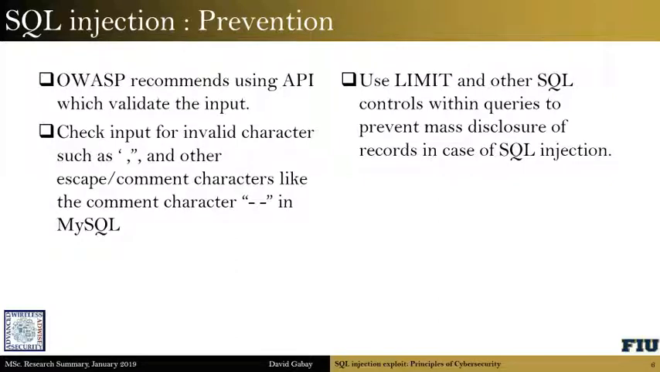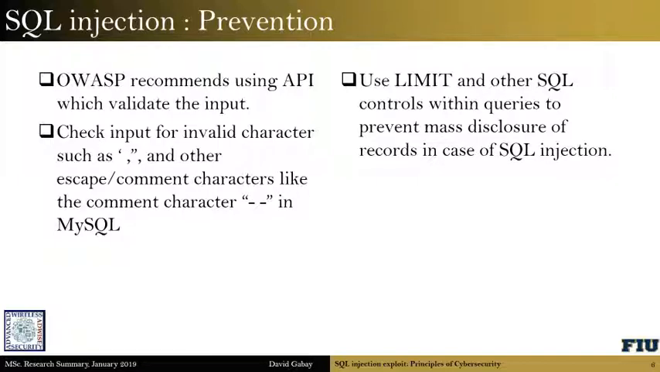So in order to prevent a SQL injection, OWASP recommends using an API which validates the input. So essentially check the input for invalid characters such as a single quote, double quotes, and other escape or comment characters like the common comment character for SQL, which is a double dash.